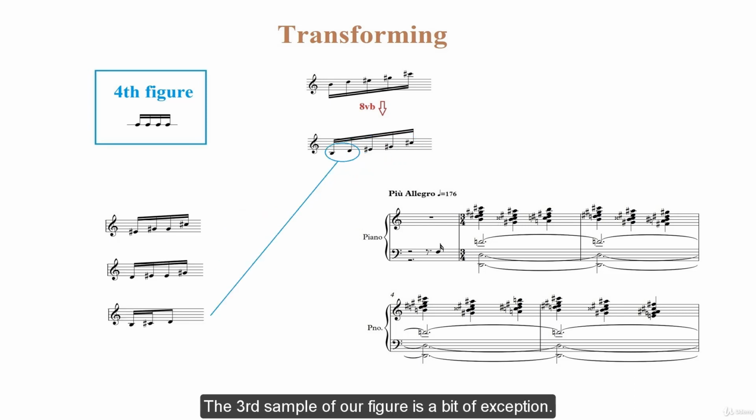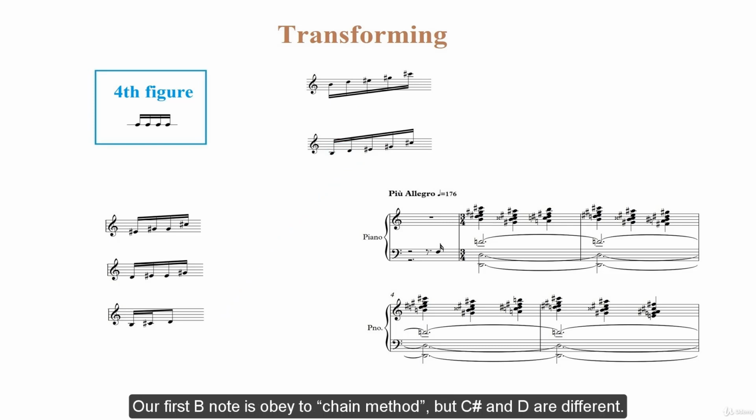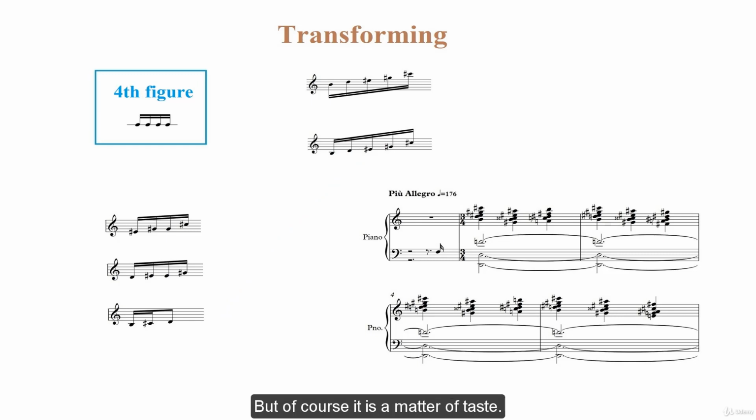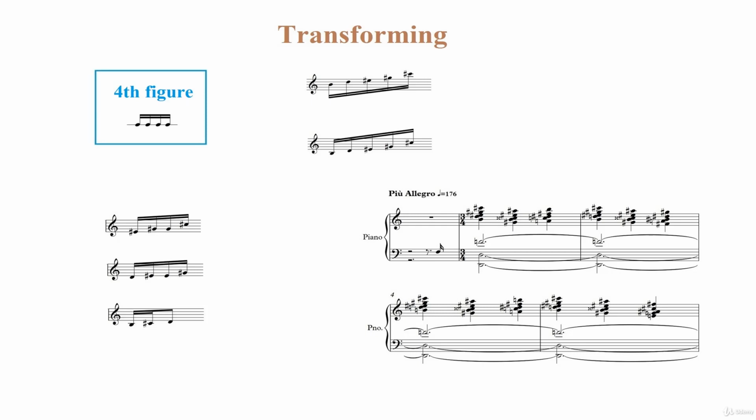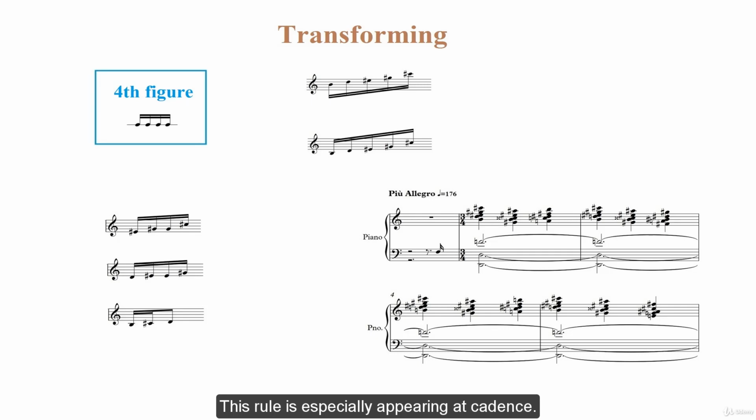The third sample of our figure is a bit of an exception, because by logic it should have been B, D, E sharp. Our first B note obeys the chain method, but C sharp and D are different. Of course it is a matter of taste, but I think maybe he wanted to create an inverted figure, on the contrary of the first division of the first violins. This rule especially appears at cadence.